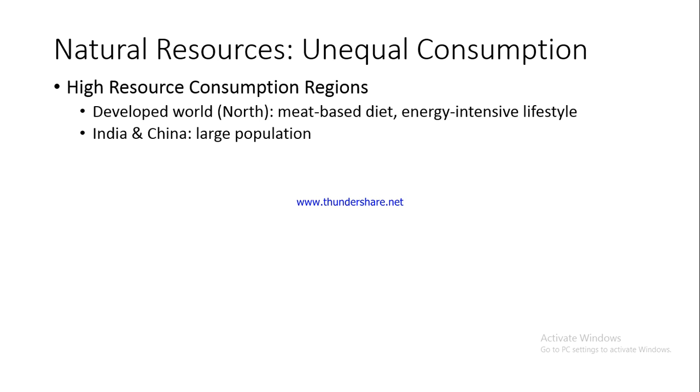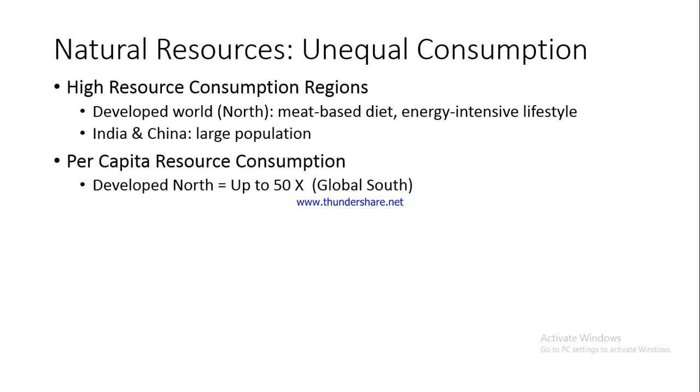On the other hand, India and China also consume, but the reason here is that we have a very large population, almost 33% of the world population, so naturally we are going to consume more resources. But if you look at the per capita, per individual resource consumption, that is the resource consumption divided by the total population of a particular country, you will find that the developed countries of the north, which we call the global north, consume almost 50 times of the consumption by the global south.